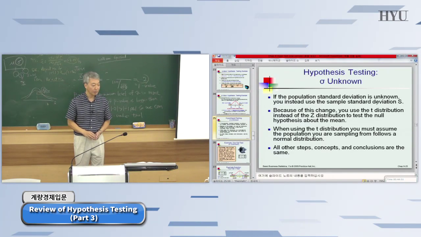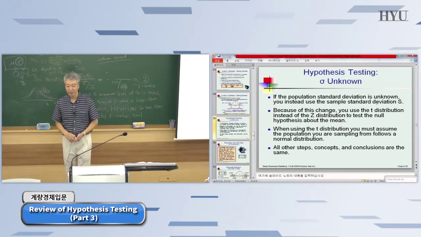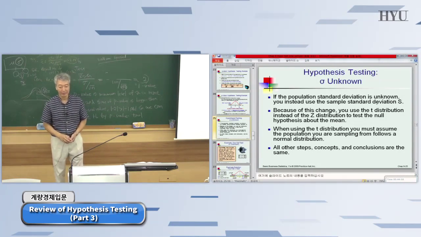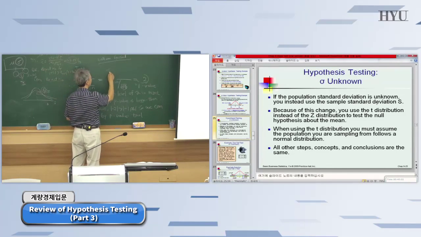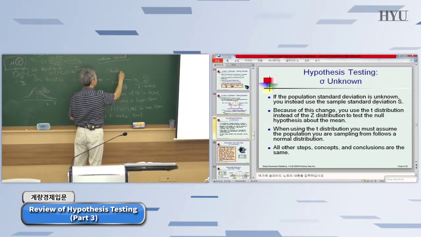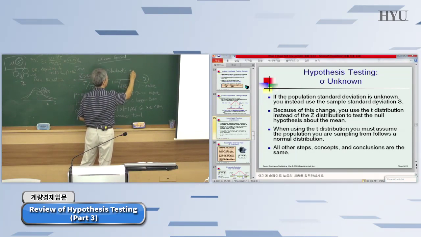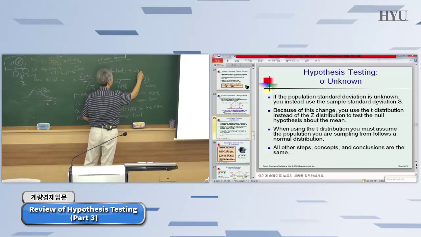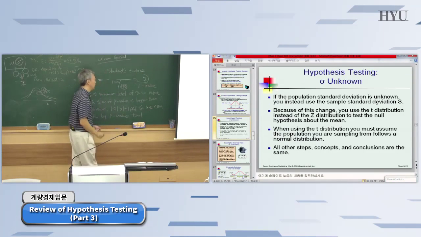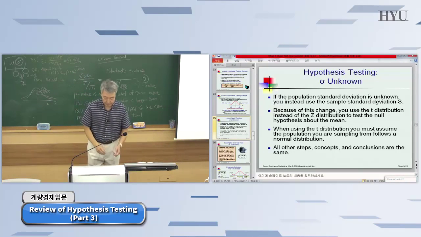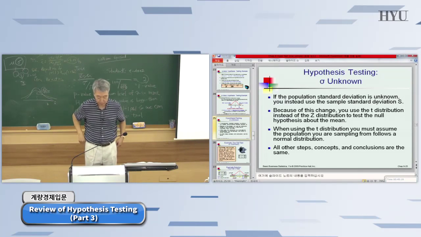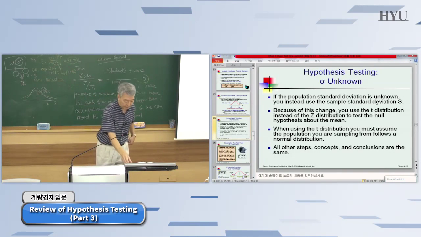But he was so modest. He called himself Student. So the full name of the t distribution is Student's t distribution. Student was his pen name, not his real name. Anyway, here are a few things you have to understand about the t distribution.